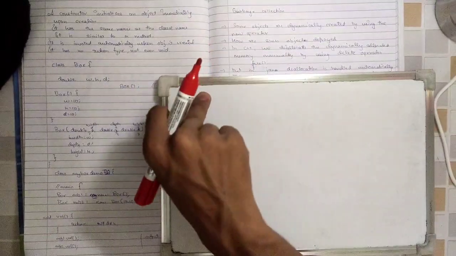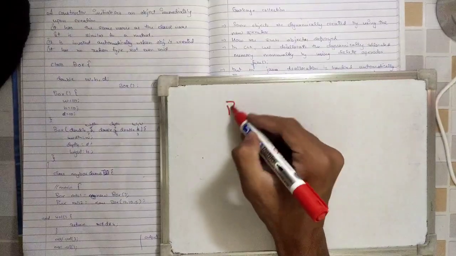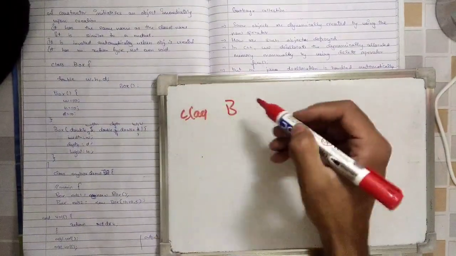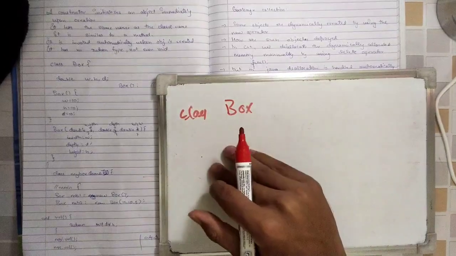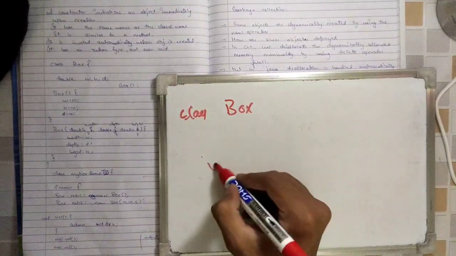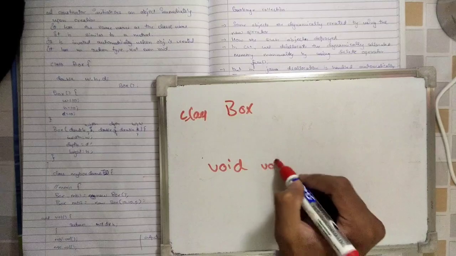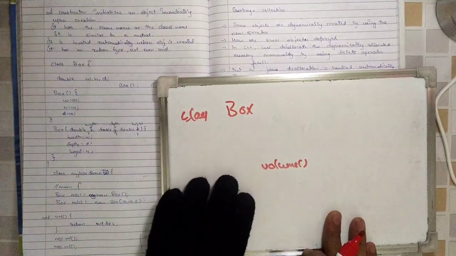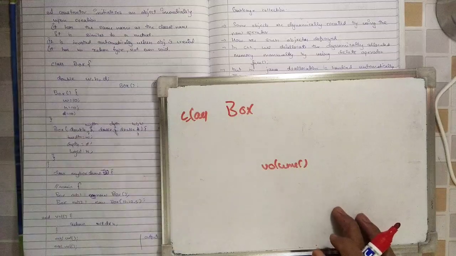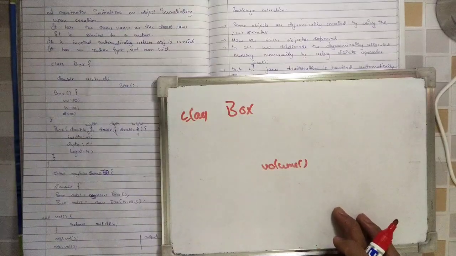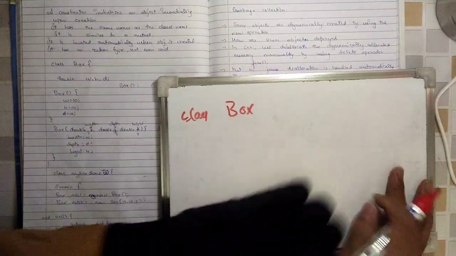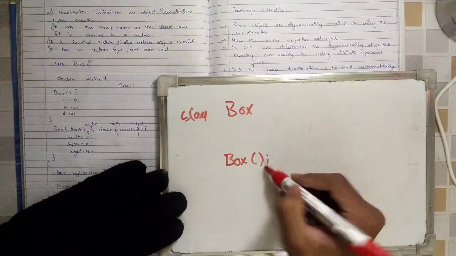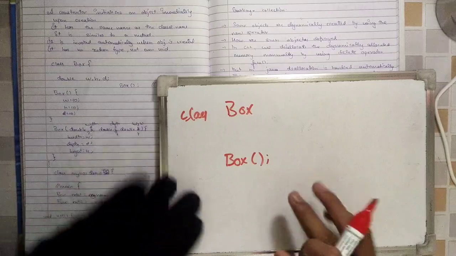It has the same name as the class name. Suppose my class was Box, the C is not capital, class Box. Even my constructor is the same; like I had here void volume, right? I won't write any return type. A constructor doesn't have any return type. It won't have an int or something; it won't be like that. Only the name, the same way only Box. So this is my constructor. Okay, this is my default constructor.